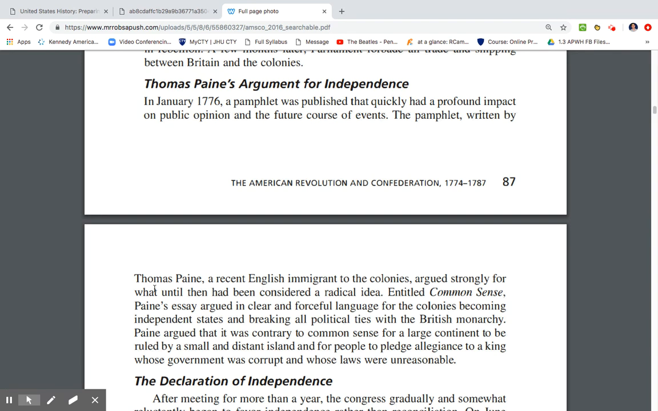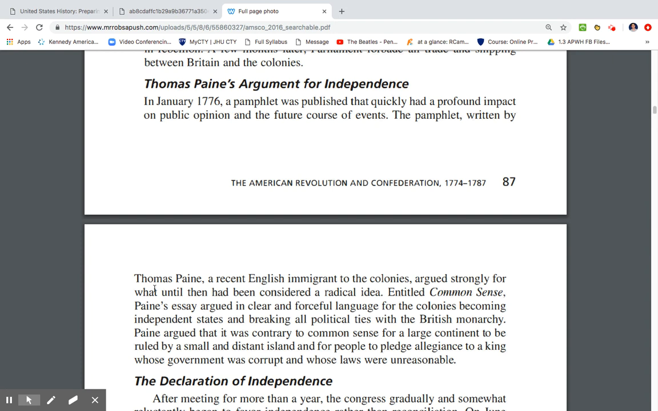Paine's essay argued in clear and forceful language for the colonies becoming independent states and breaking all political ties with the British monarchy. Paine argued that it was contrary to common sense for a large continent to be ruled by a small and distant island, for people to pledge allegiance to a king whose government was corrupt and whose laws were unreasonable.